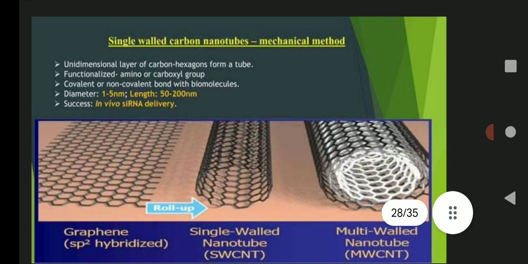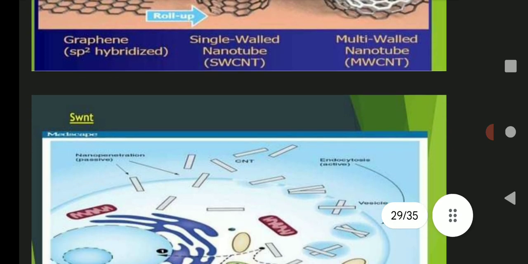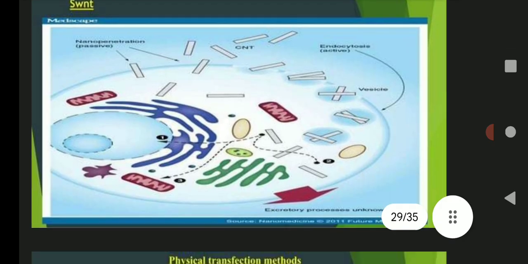This is the latest technology in which carbon nanotubes are utilized for transfer of genetic material. Graphene, single-walled nanotubes and multi-walled nanotubes act as carriers of the gene of interest. Normally the diameter of these will be around 1 to 5 nanometers, and the length will be 50 to 200 nanometers. It is successfully involved in siRNA delivery. Here we can see how they are involved in the transfer.